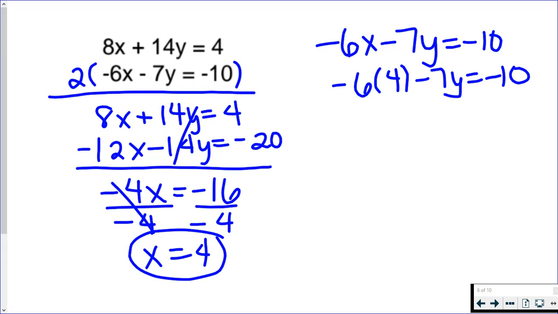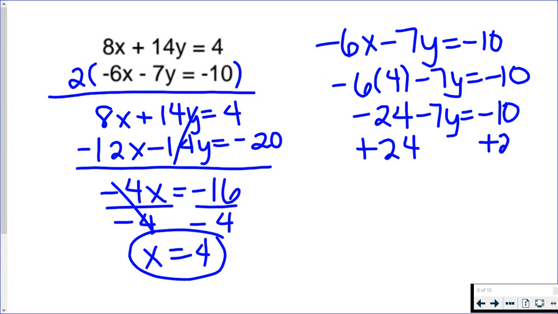So again, I'm just replacing x with 4 in order to now solve for y. So I have negative 6 times 4, which would be negative 24. And now I'm going to move the 24 over to the other side. Negative 10 and positive 24 would give you positive 14. And the last step is to divide by negative 7.